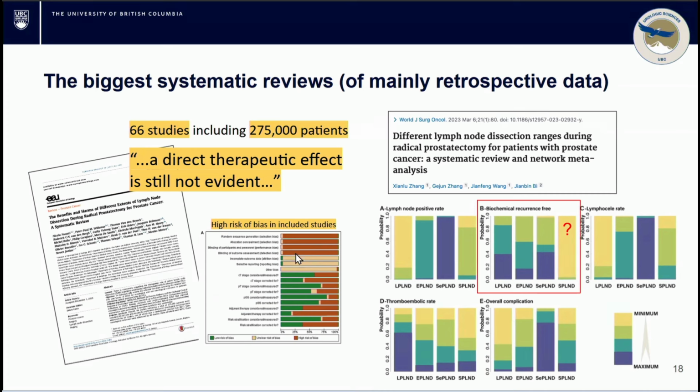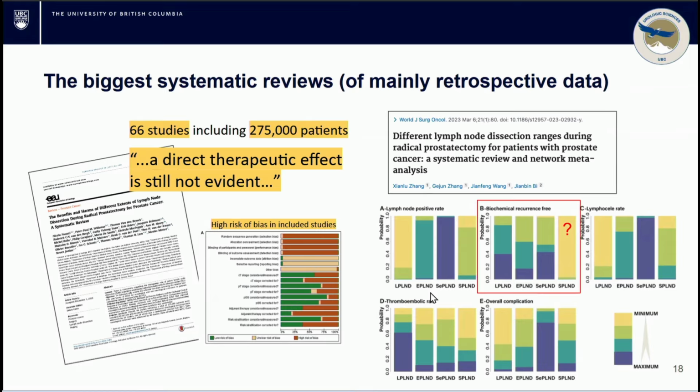There's also been a couple of other reviews in the space since 2017. I mean, it is 8 years old. But the one I really wanted to highlight was this network meta-analysis of 16 studies, including 15,000 patients. And they use some sophisticated statistics to ordinalize these variables of doing a limited versus an extended versus a super extended. And for some reason, they put standard outside of these three.